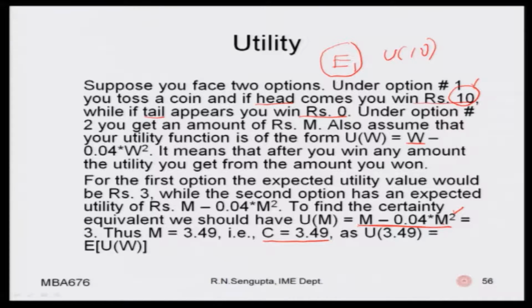Before we go to the next slide, it should be remembered that the value of C, which is the certainty equivalent, will change depending on what your utility function is. So if I change the utility function, obviously you will get different values of C. One should remember that a human being may have a quadratic utility function, or, for example, a logarithmic utility function, or an exponential utility function. So depending on what utility you are using, the value of C would change depending on the situation.